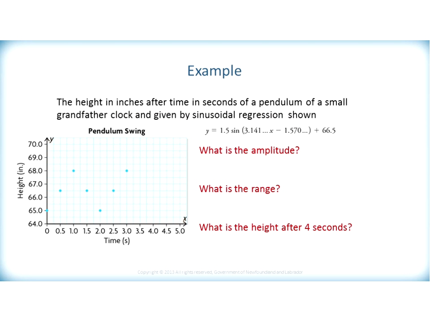So let's jump right into an example. The height in inches after time in seconds of a pendulum of a small grandfather clock is given by the sinusoidal regression shown. So here's the sinusoidal regression. Here is the regression function, and once again you would have been given a table of values and asked to determine the sinusoidal regression.